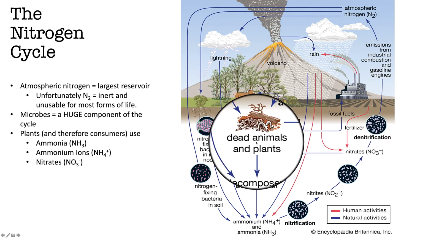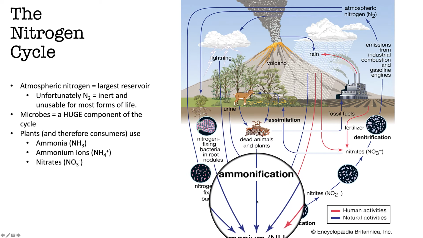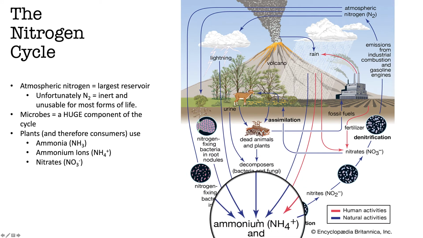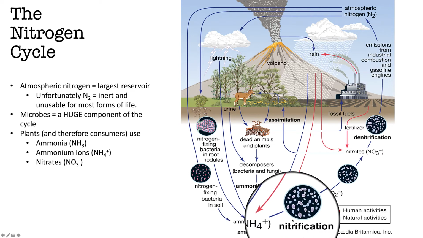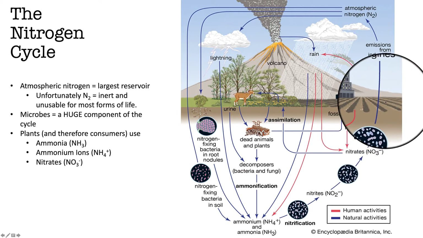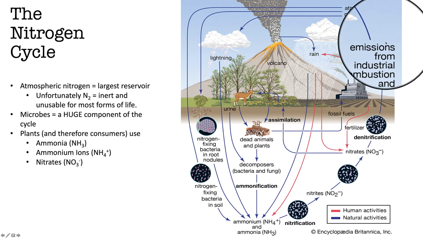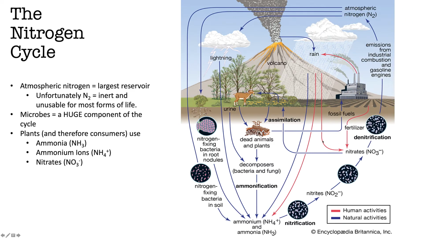And then we start over again, where the decomposers break it down. You get ammonification, which turns into ammonia and ammonium. And then you go back through nitrification and back up to where we were. Now, at this point, you can also go through denitrification, where bacteria turn nitrates into gaseous nitrogen and reintroduce it into the atmosphere, or it runs through again.